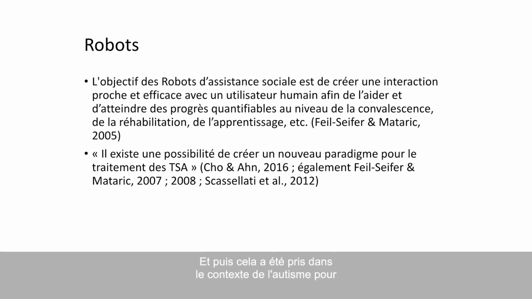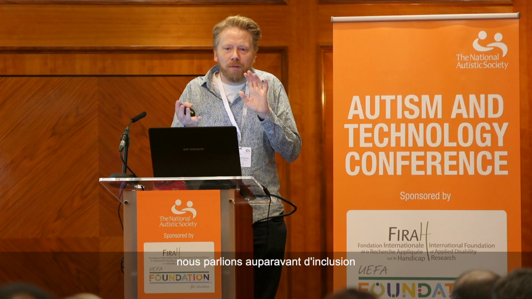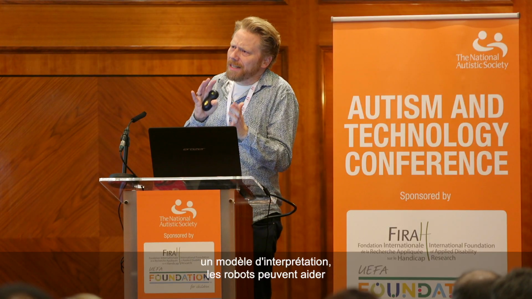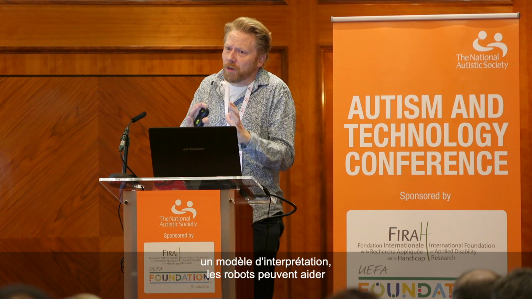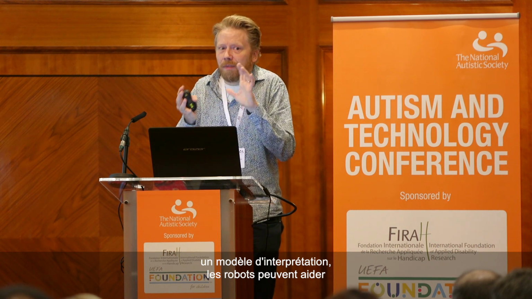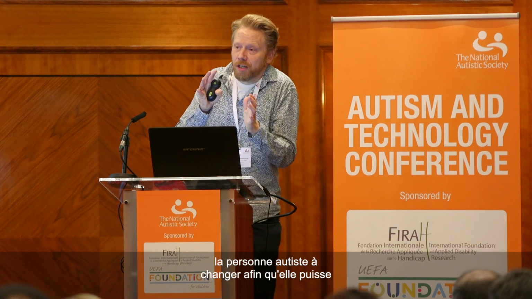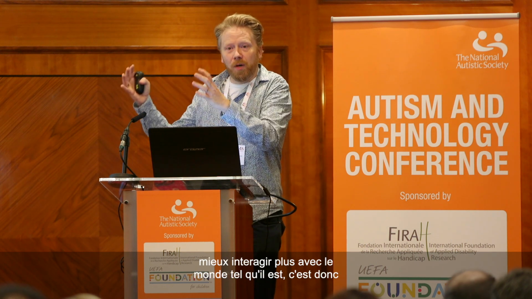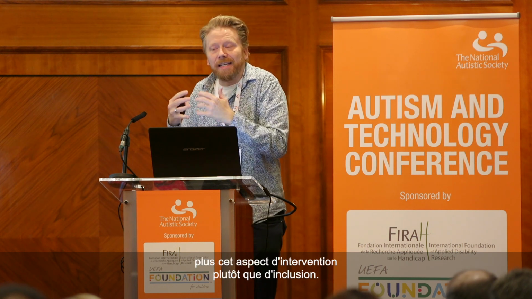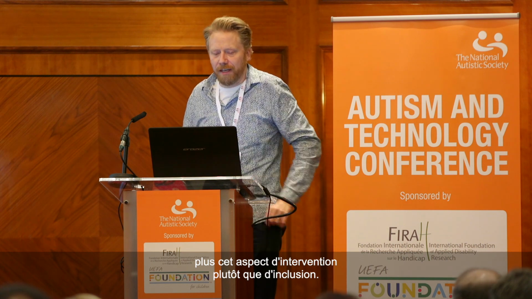And then this has been taken on within the autism literature to say there's a possibility to create a new paradigm for the treatment of ASD. So you can see now we've just been talking about inclusion, but maybe this is looking more at an integrative model. Robots can help the autistic person change so that they can then interact more with the world as it is. So it's more that intervention aspect rather than the inclusion.